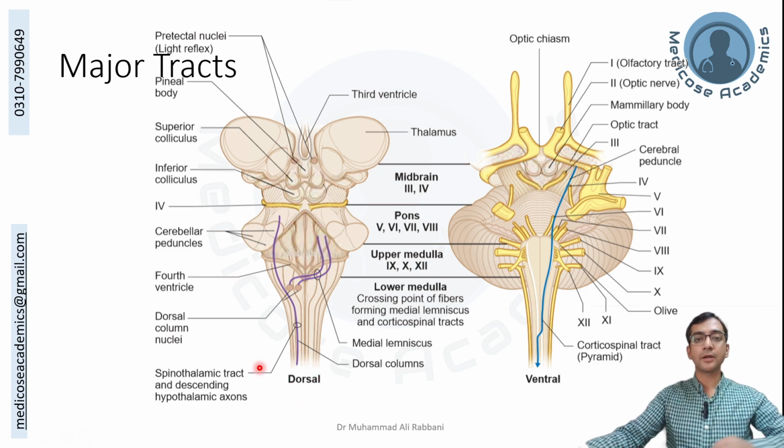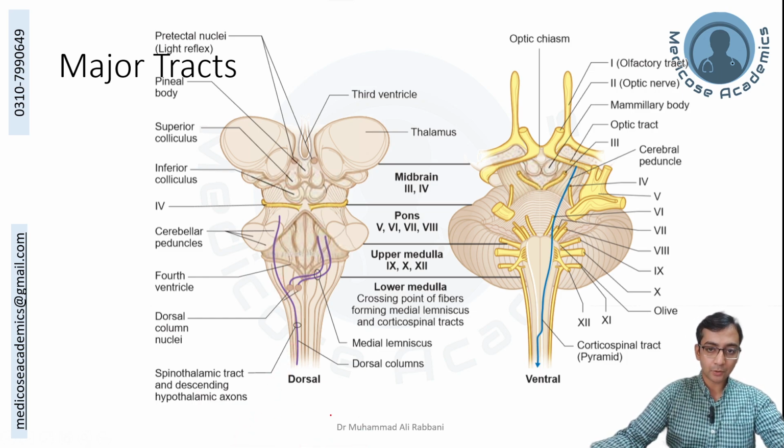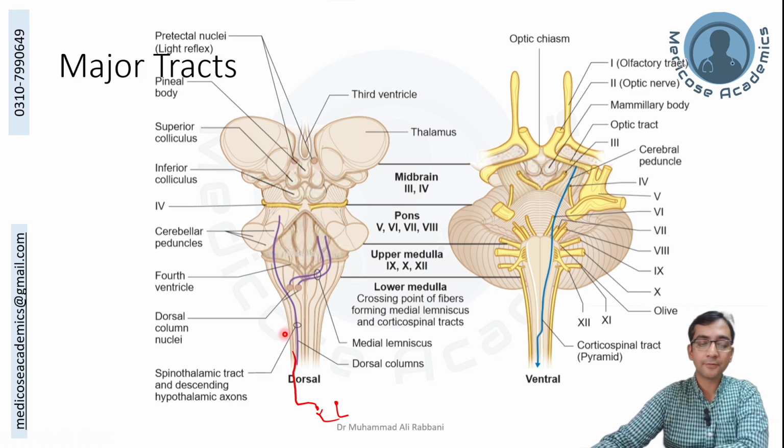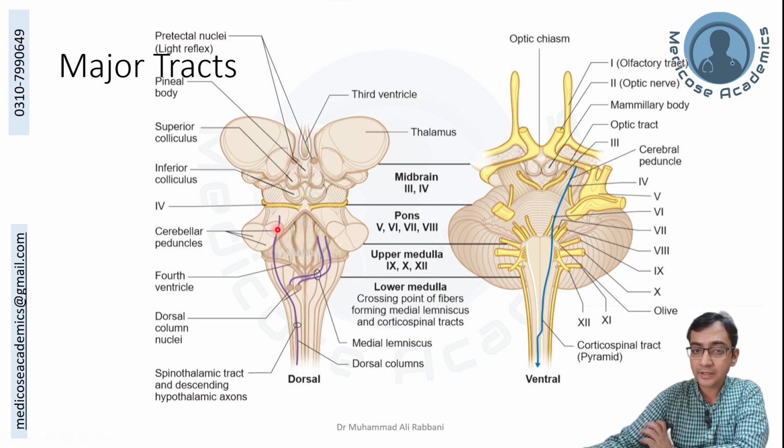When talking about the spinothalamic tract, it already crossed the midline in the spinal cord. It started here, ended in the substantia gelatinosa, crossed the midline and came up. After crossing, it remains on the lateral aspect in almost all the brainstem. The spinothalamic tract, carrying the fibers for pain and temperature from the contralateral side, is usually present on the lateral aspect. So it will be more involved in lesions that are present laterally.